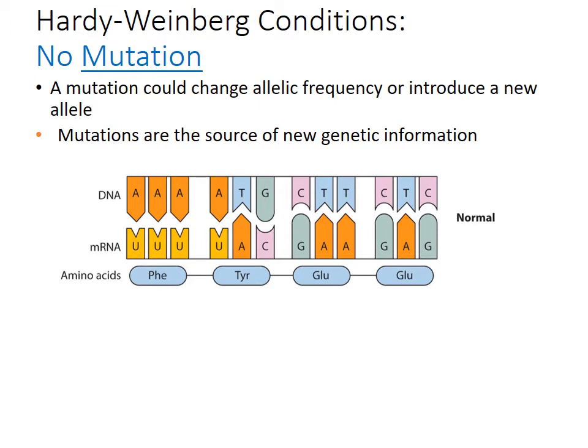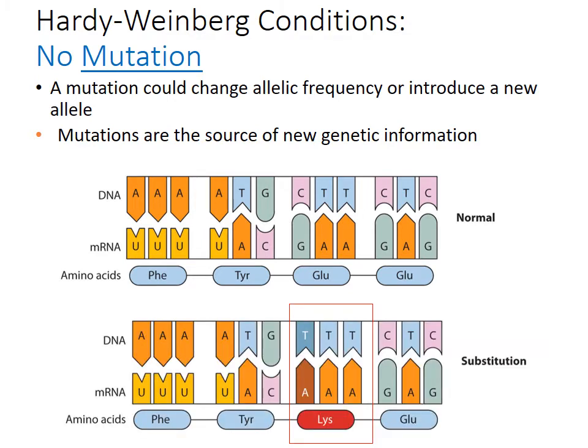So let's look at these Hardy-Weinberg conditions. The first one is no mutation, because a mutation could change allele frequency by introducing a new allele. Remember, a mutation is just a change in a nucleotide sequence. So for example, here we've got DNA, mRNA, and amino acid sequence. If a mutation occurred and that cytosine was changed to a thymine, that would change the mRNA, which could change the amino acid there. So now we've got a new allele in our population. This is like adding an Uno card into your deck of standard playing cards.